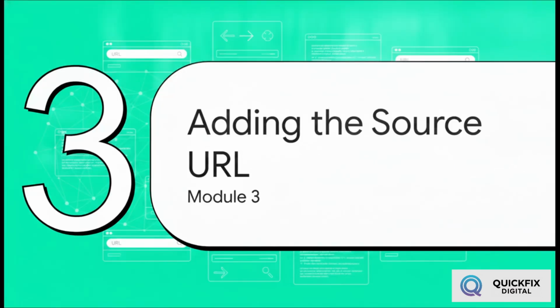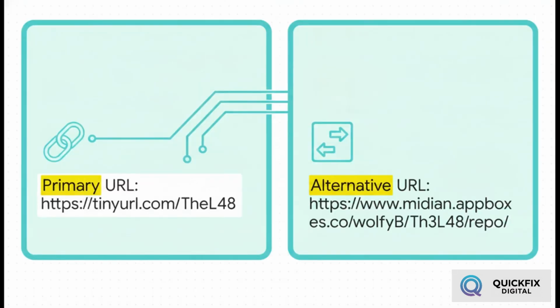Module 3, Adding the Source URL. We've got the door open, so now let's give Kodi the exact web address it needs to find our repository. Now this is actually pretty cool. Wireless Hack provides a backup plan right out of the gates. Alongside the primary tiny URL link, there's an alternative URL provided. In the tech world, short links or host servers go down all the time, right? Having this alternative repo URL ensures that if the primary link fails, you aren't just completely stuck.